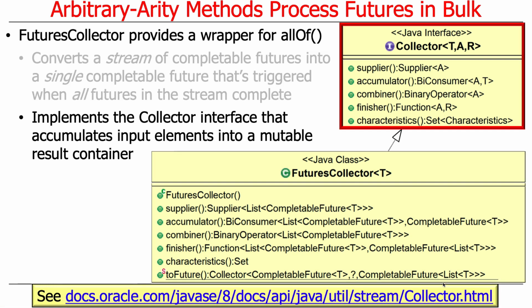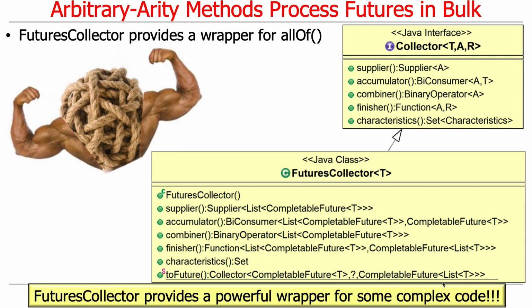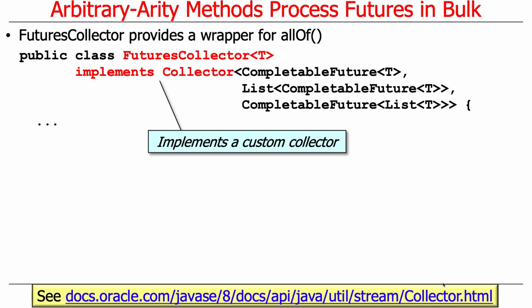FuturesCollector is a collector, which implements the Collector interface. And if you recall, the collector will accumulate input elements into a mutable result container. So hopefully you remember what that was from the previous discussions, and you've implemented very simple examples of collectors. This is a much more interesting example of a collector. It provides an extremely powerful wrapper for what would otherwise be very complicated code. You would not want to write this code manually for all your programs because it would be very unwieldy. So we suck it into a little helper class, make a collector out of it, and it becomes much easier to use.